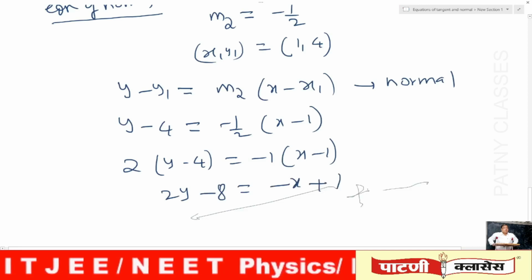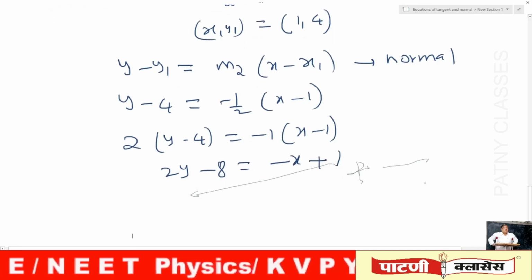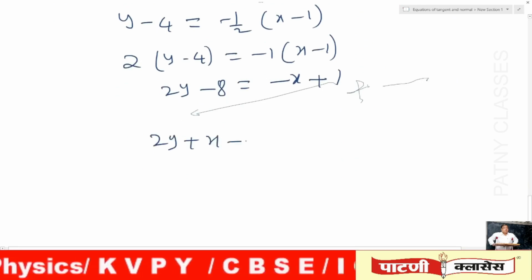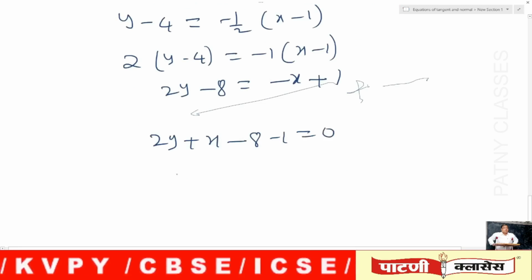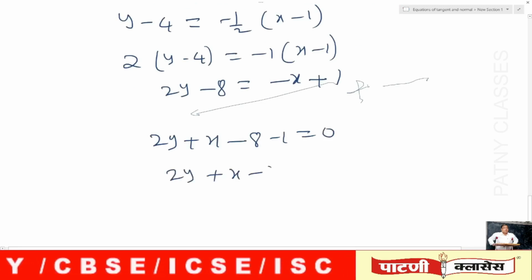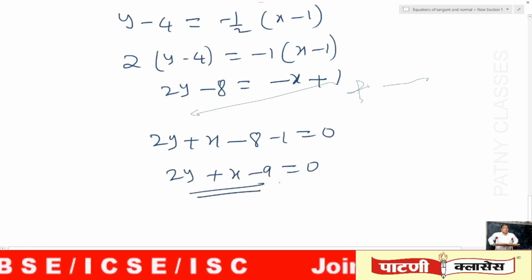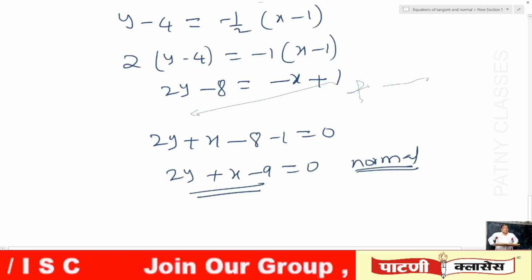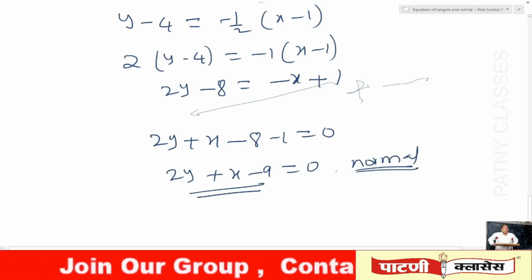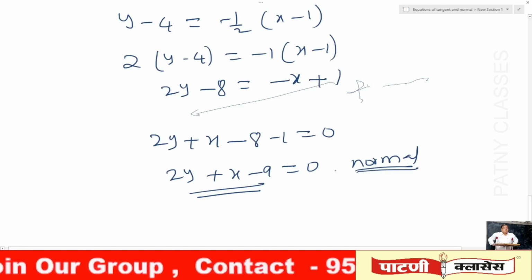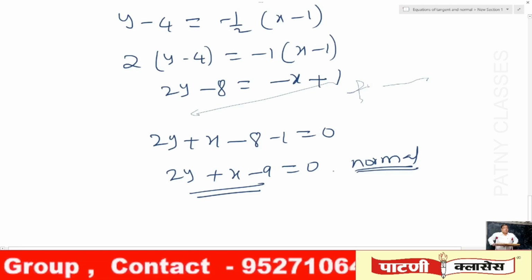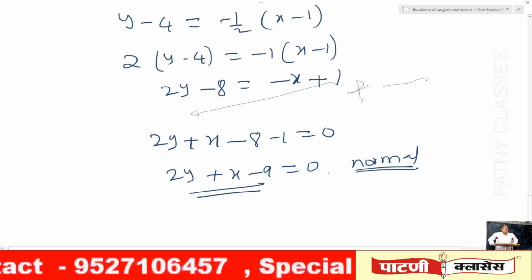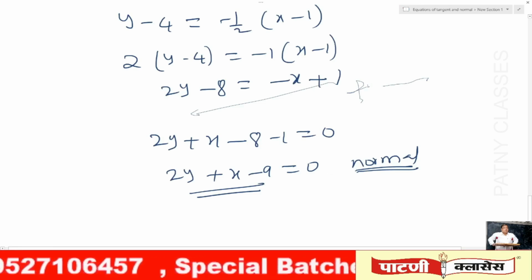So what I am going to do now is simplify this equation. So I get 2y plus x minus 8 minus 1 equals 0. 2y plus x minus 9 equals 0. This is the required equation of normal. I did this by taking the first values of the root, that is plus 2 and minus 1 by 2, and the other values of the root, that is minus 2 and 1 by 2. Set 2 is left to the student as homework.